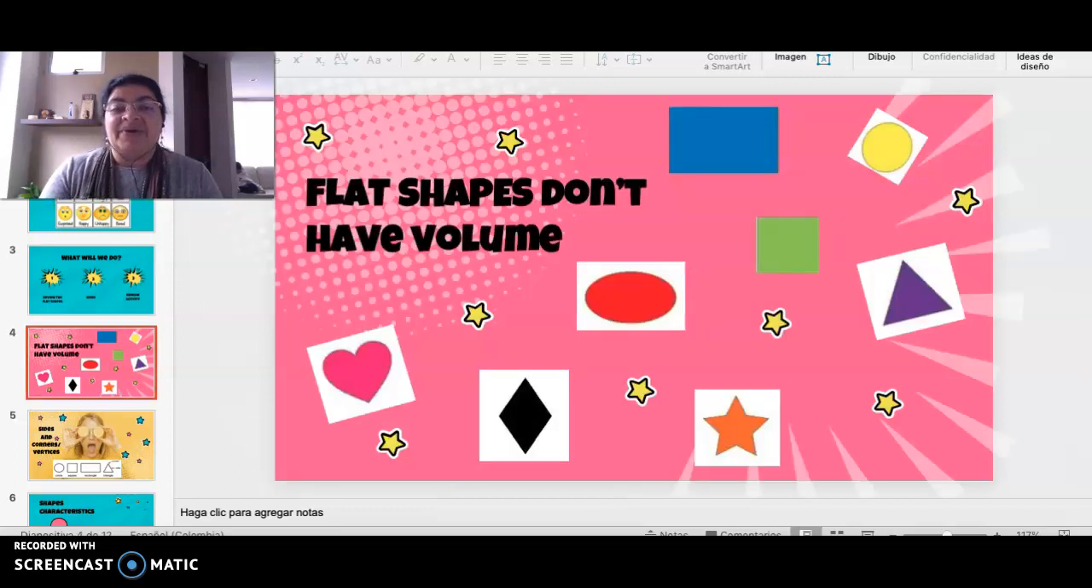Let's start. Flat shapes are those shapes that don't have volume. They are flat shapes. They don't have volume. Here we have some examples. Look at the image we have here, and they don't have any kind of volume. Another name for these shapes is plane shapes or 2D shapes. They have three names: flat shapes, plane shapes, or 2D shapes.